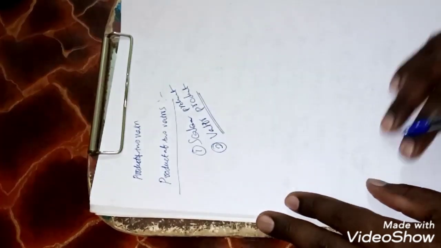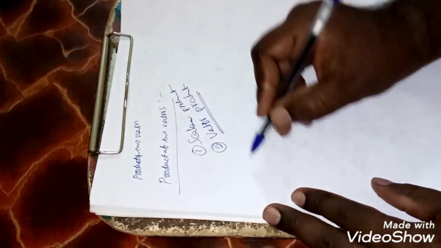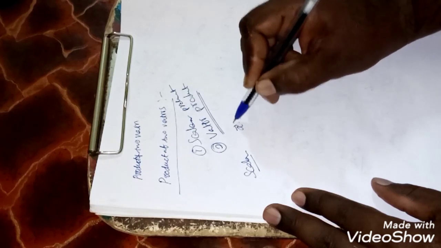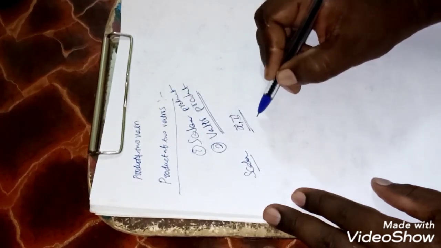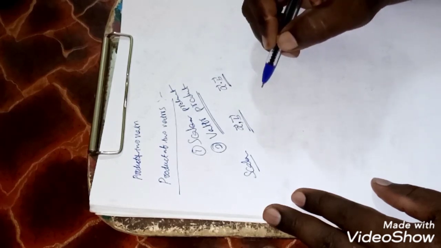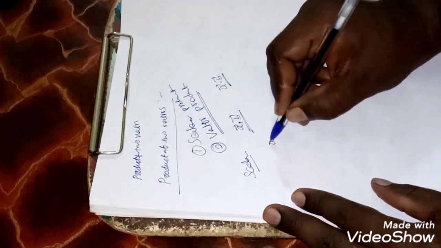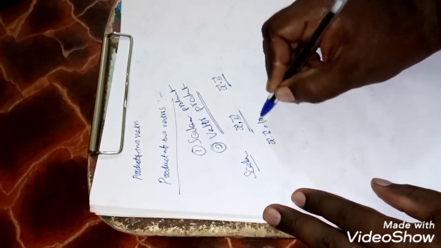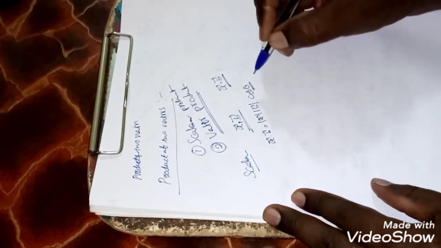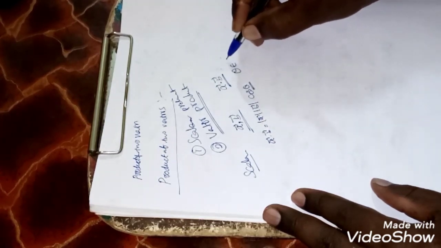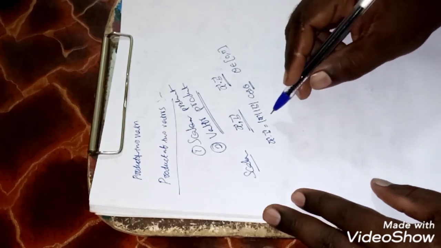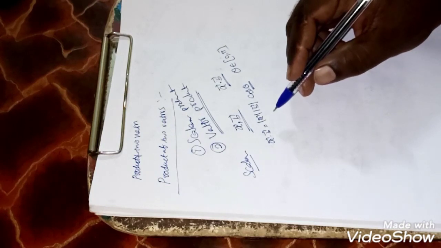Scalar product. What is the scalar product? The scalar product of two non-zero vectors a bar and b bar is denoted by a bar dot b bar, read as a bar dot b bar, and defined by a bar dot b bar is equal to modulus of a bar, modulus of b bar, cos theta, where theta is the angle between the vectors and lies between 0 to pi. Both a bar and b bar are non-zero vectors.